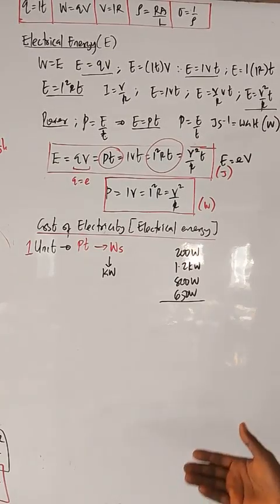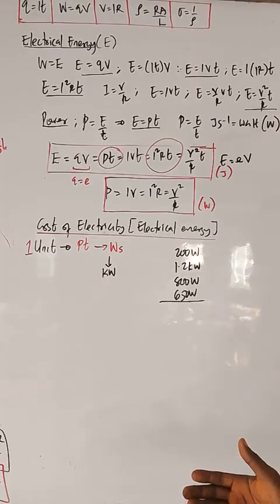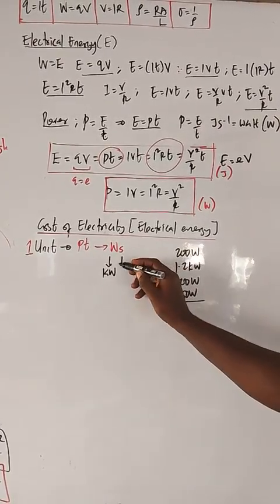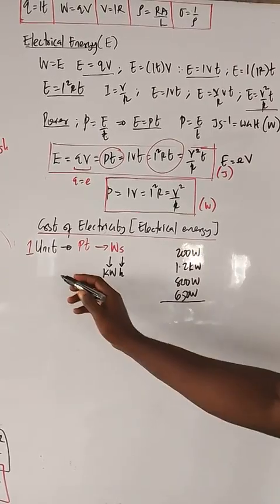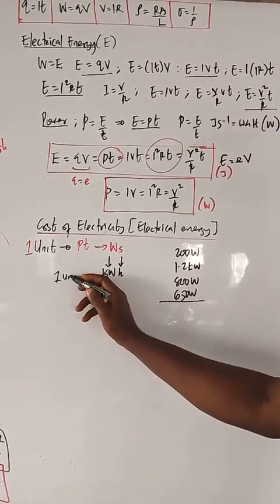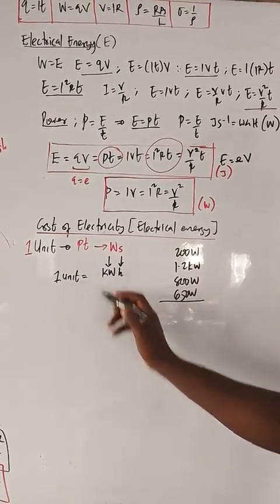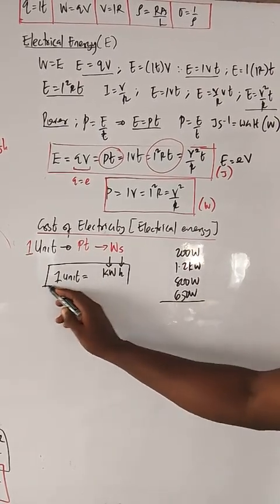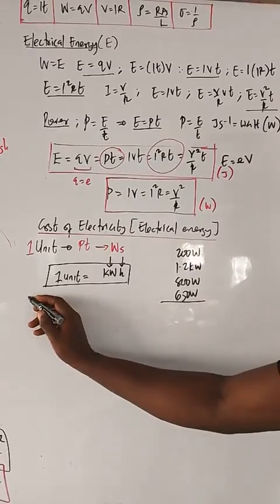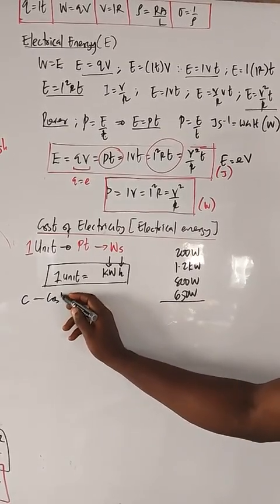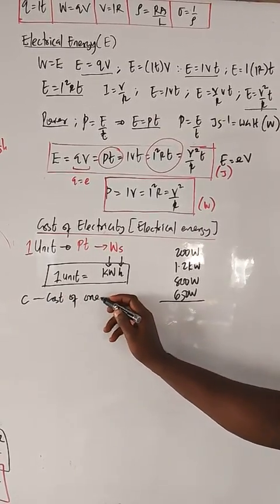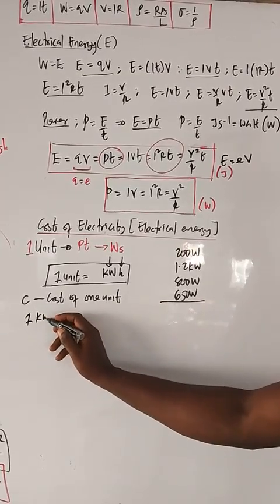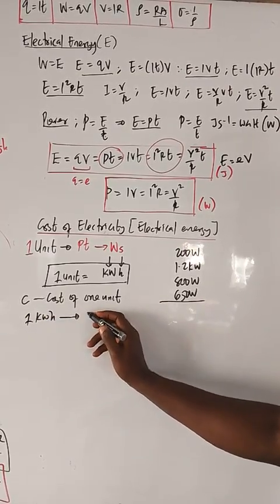Some people put on their freezers for several days without putting them off. So in that case, we don't use seconds again, we use what? The time in hours. So that makes 1 unit of electricity to be sold in what? Kilowatt hour. 1 unit of electricity is in what? So it can be told that small c represents the cost of 1 unit, the cost of 1 unit of electricity. It means 1 kilowatt hour will cost what? Small c.